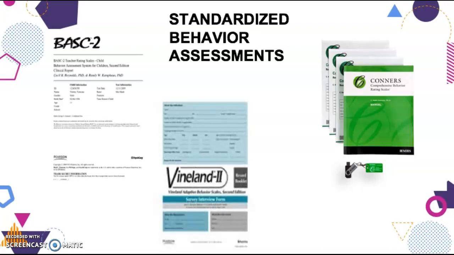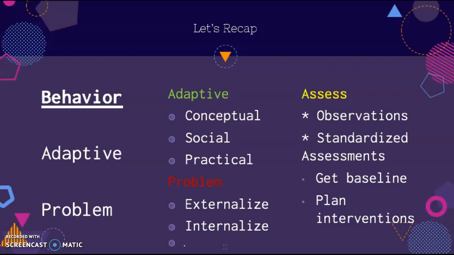So let's recap real quick. What do we talk about? Behavior can be divided into adaptive or problem behaviors. When you think about adaptive behaviors, those are those conceptual skills those student needs, the social and the practical skills, and you can actually make goals in those areas, and there are assessments that are there to help you target areas of need. Problem behaviors are externalizing or internalizing behaviors, and we'll talk about a functional behavior assessment that can be done so that we can figure out the function of the behavior.